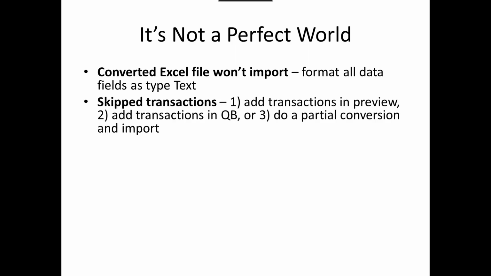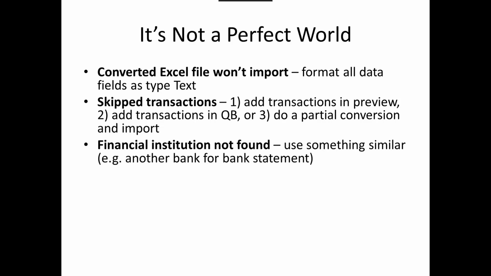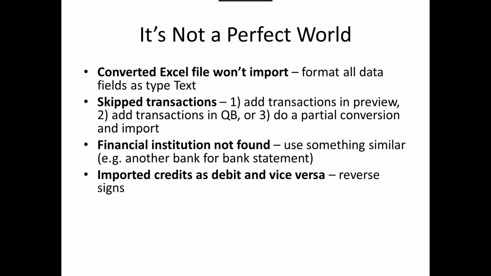Sometimes you'll have skipped transactions. This doesn't happen too often, but you have some options about how you want to deal with that. You can do it in the preview, you can do it in QuickBooks, or you can just do a partial conversion and import those. We already talked about what to do if you can't find your financial institution. Every once in a while, you'll see your debits and credits reversed. Go back to that settings screen, and there is an option there that you can check, and it'll reverse the signs.